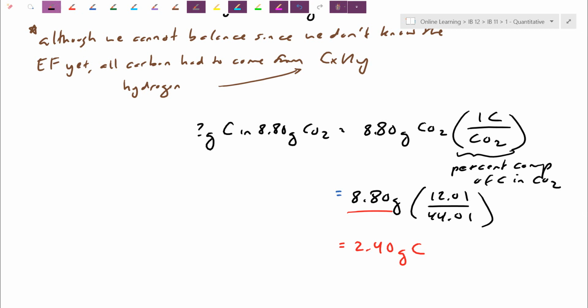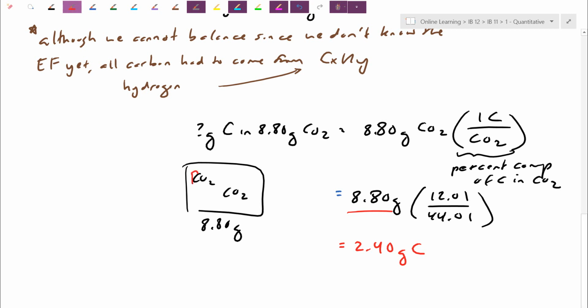So what I'm picturing there is, in my sample, I have 8.80 grams, and there are all these blobs of CO2. But for carbon, out of this compound here, carbon makes up about 27% or so. So if you have 8.80 grams total of these molecules, and just focusing on the carbon part of this compound, if I take 27%, I'm getting about 2.4 grams. That's the carbon part in the carbon dioxide.